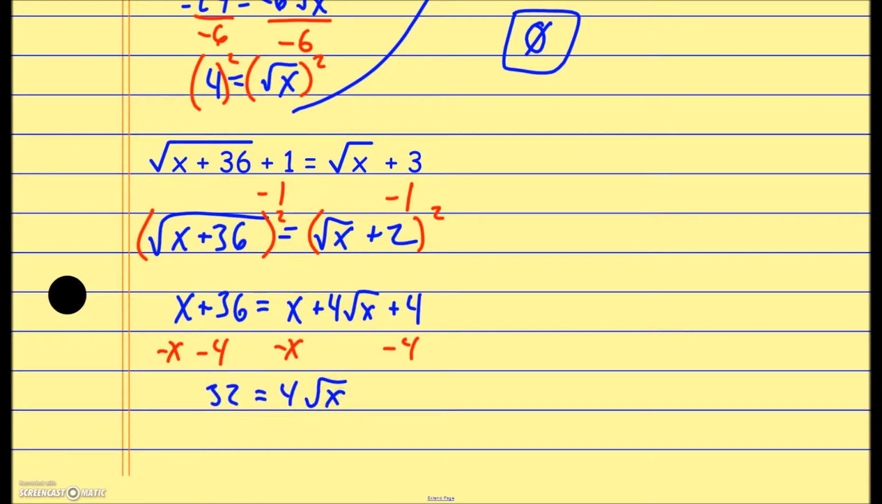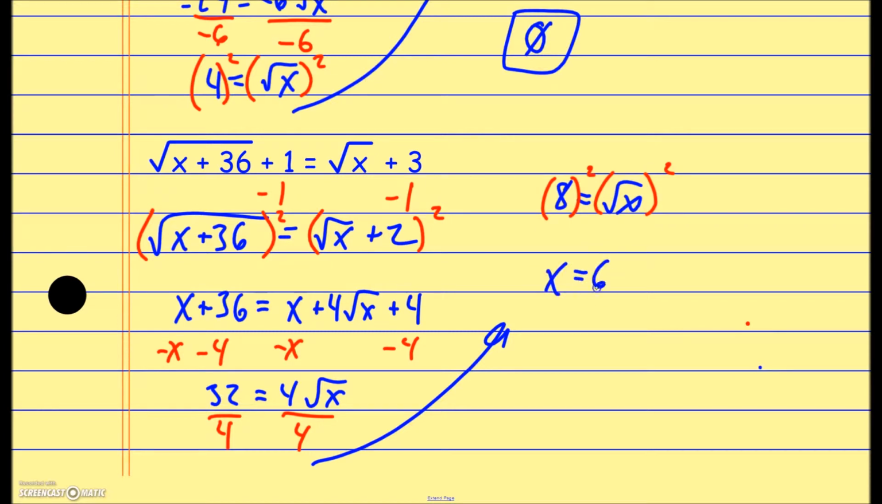We'll see if it gives me a valid solution this time. Divide each side by the 4. So when I do that, I get 8 equals the square root of x. And now I just have to square each side. When I do, I find out that x equals 64. Last thing I have to do, of course, is plug it back in. So I'm going to plug this thing back in.